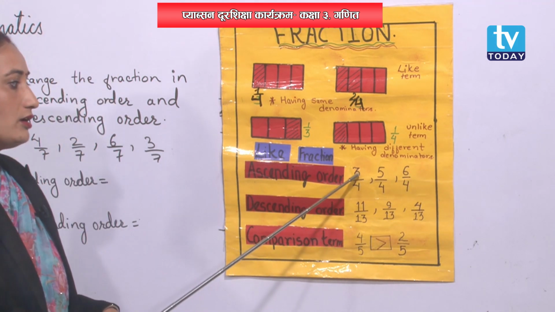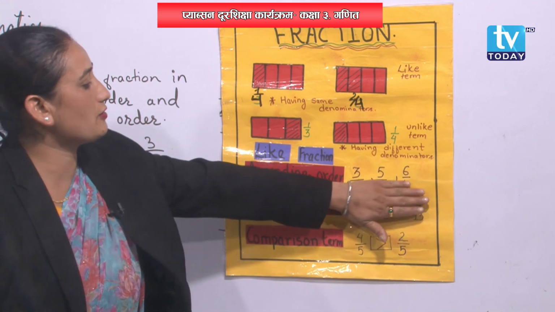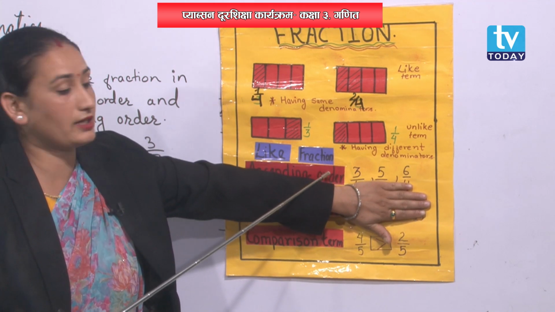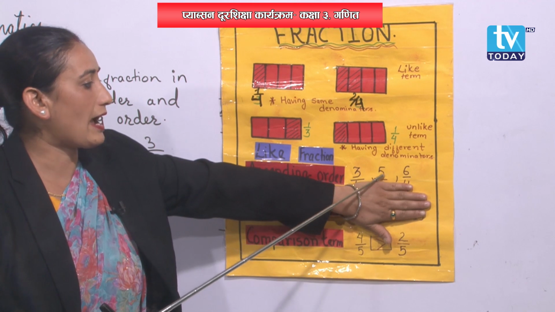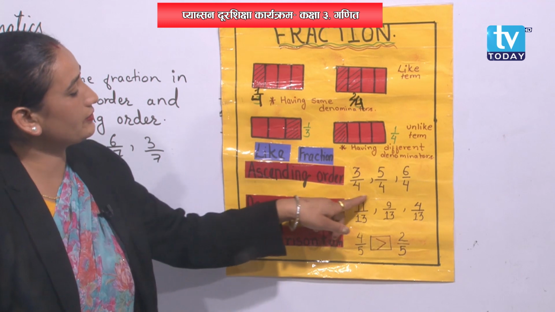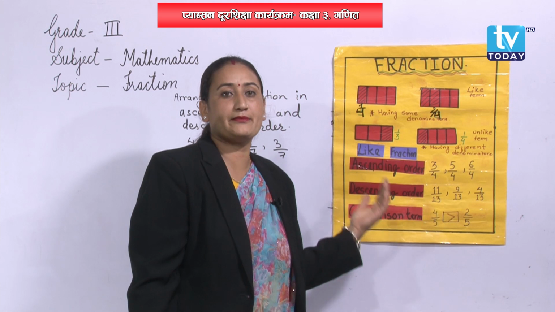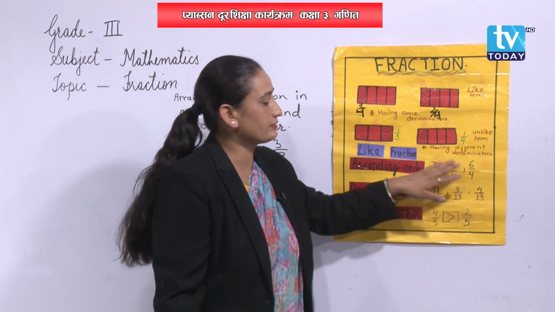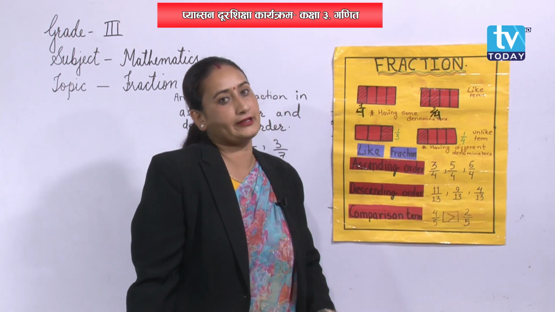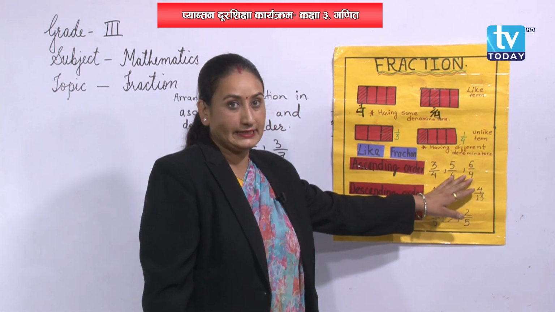So, this upper part 3, 5, 6, if the down part is not there, then in ascending order we used to write 3, 5, 6, right? Same like that. If the fractions' denominators are the same, you have to do the same as in previous classes. So, see, 3 by 4 is smaller than 5 by 4, and 5 by 4 is again smaller than 6 by 4. Same like this, ascending order.